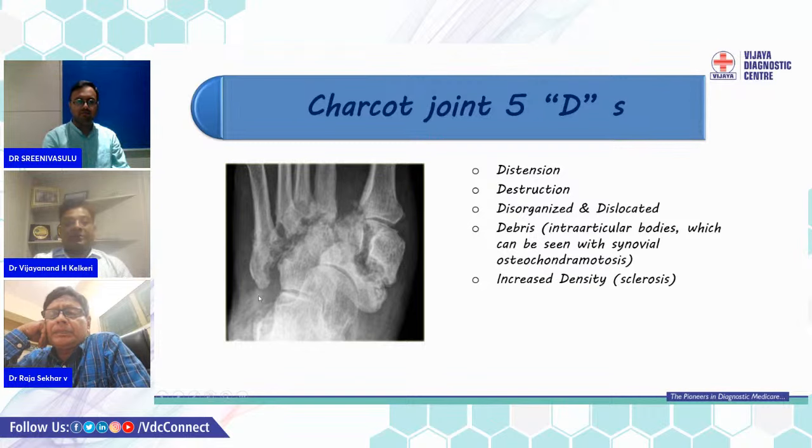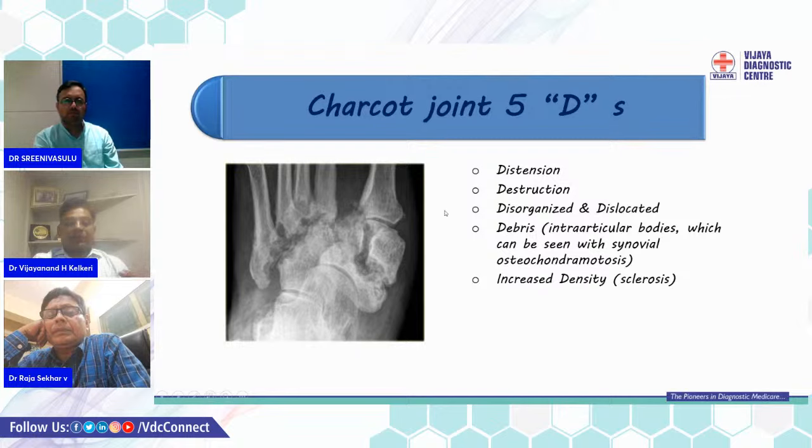That's the reason I put this picture. Basically it is an X-ray. I'll be showing the CT scan in the next slide. So, distension of the joint. You can see there is distension of the joint at a few places. There is destruction of the bones. There are no margins at all seen in most of the tarsal bones, and also the base of the metatarsal bones. Then you can see it is totally disorganized. It does not have any alignment, and it is also dislocated.